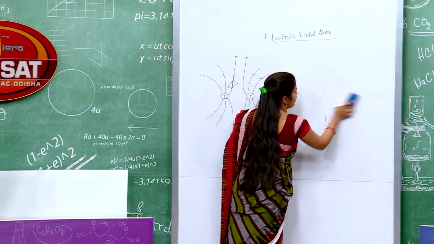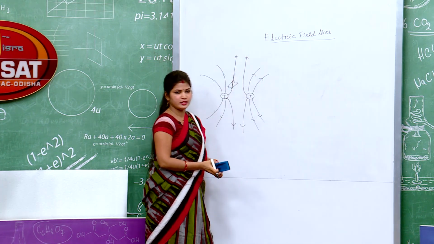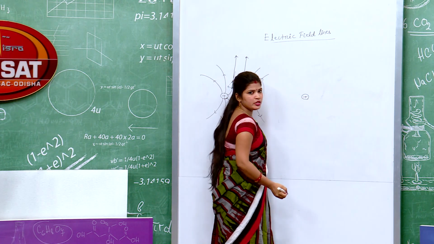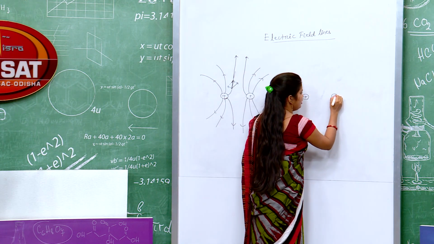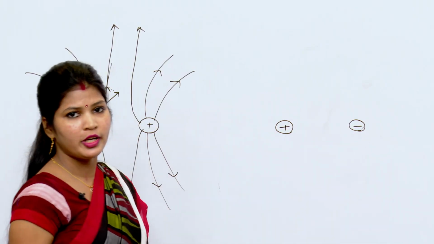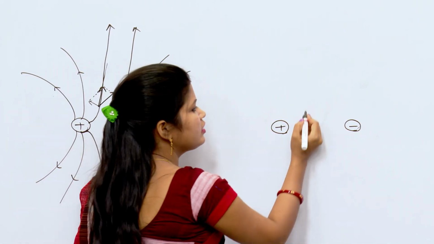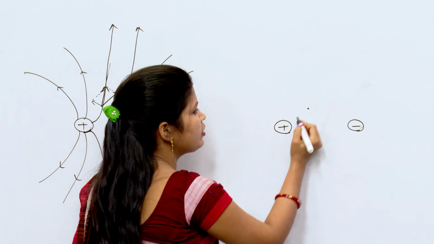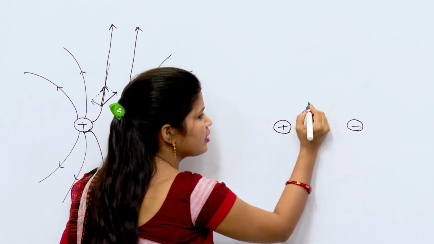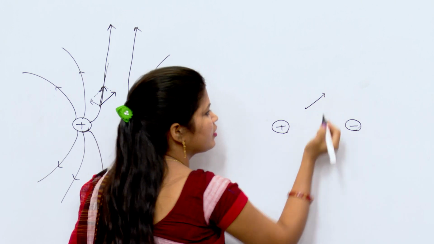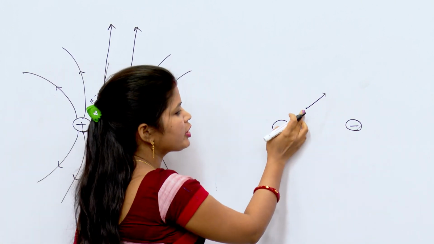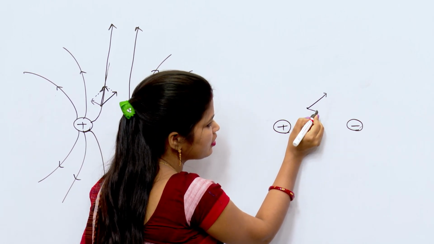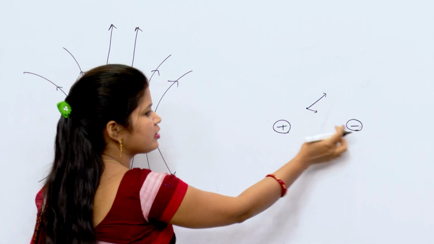Similarly, when two unlike charges are present, that is in case of dipole, that is one positive charge is present and one negative charge is present. In case of dipole or two unequal charges, imagine a test charge here. So, this test charge experiences a force of repulsion due to positive charge, that is in this direction. And also it will experience a force of attraction due to negative charge in this direction. It is less as distance is more.